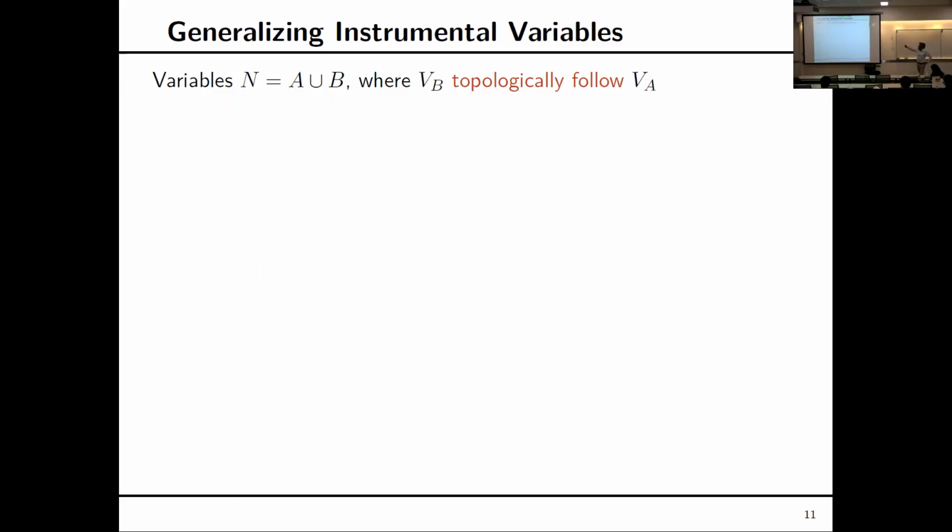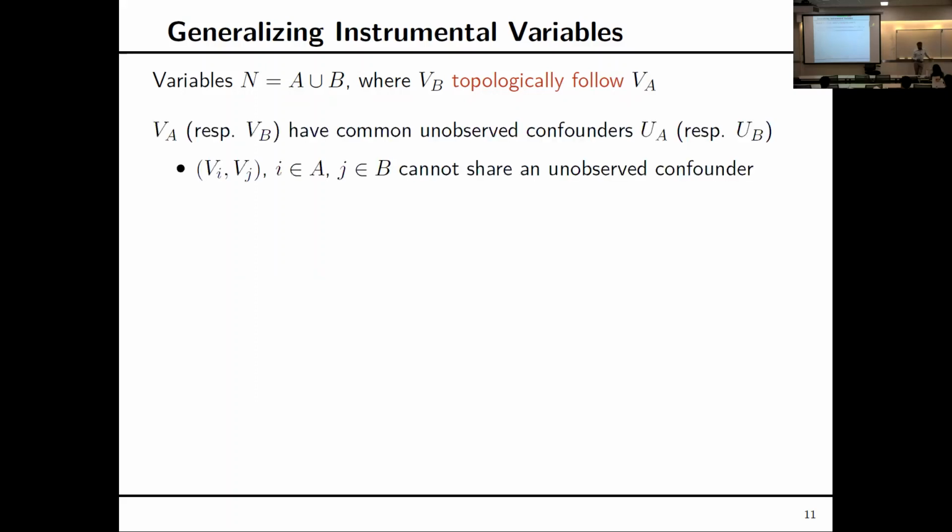So what these guys did was basically introduce a set of axioms that extends this idea of instrumental variables to a little bit broader setting. They partitioned the variables into two sets, A and B. And VB, the B variables, topologically follow the A variables. VA have a common set of confounders. VB have a common set of confounders. VA and VB, any pair does not share a confounder.